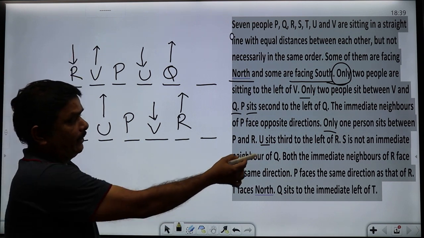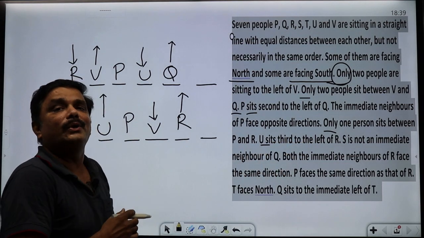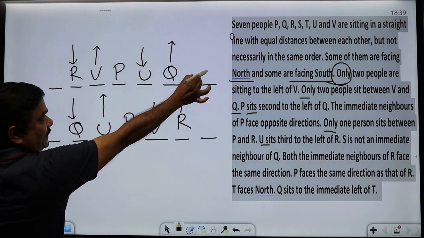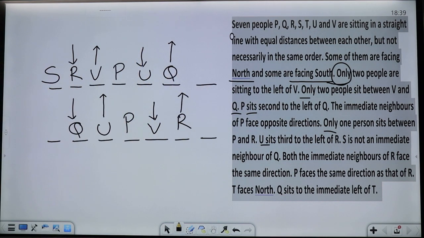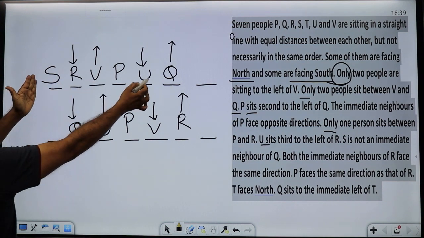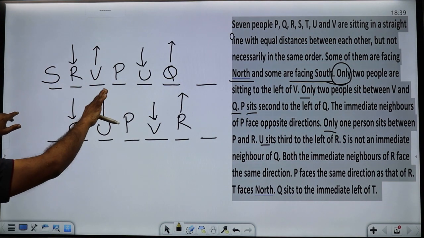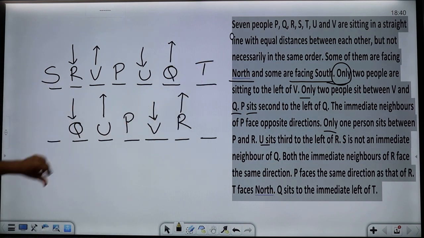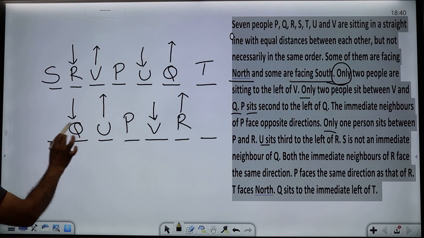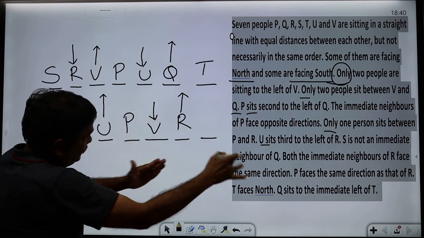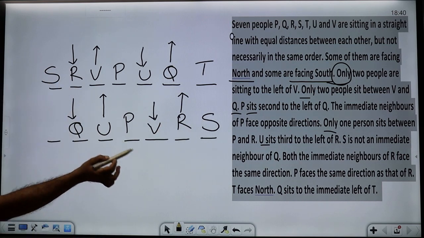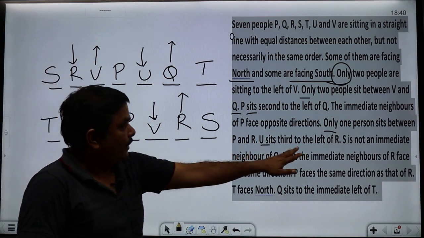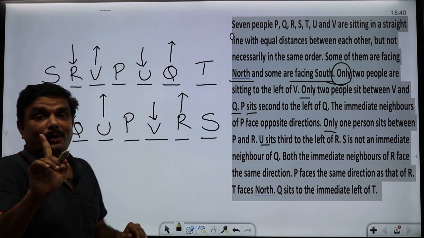Now go for the next one here. S is not an immediate neighbor of Q. How to take it further? S is not an immediate neighbor of Q. I should not keep S here, but I can go for S here. Now all the persons are accommodated except one person. Who is that person? S, R, V, P, U, T is left out. Now this is T. Okay, even here you see S is not an immediate neighbor of Q. I shouldn't keep S here. Then S must be here. And of course this place should be given to T. Okay, now go for the next information here. That's over. S is not immediate neighbor. Now you observe, students, here.